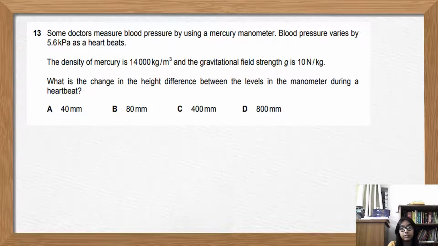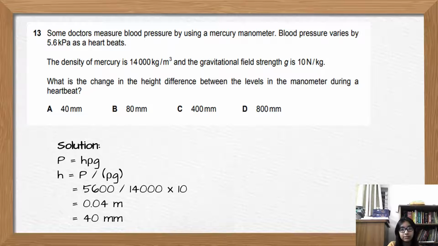So if we follow the formula where pressure equals h rho g, we can simply make h the subject, which will equal the pressure divided by the product of rho and g. And we can write 5.6 kilopascals as 5600 pascals and then divide it by 140,000, which will give us 0.04 meter. The options here are in millimeters, so we are just going to change the unit to millimeter, and that gives us 40 millimeter, which is our answer.